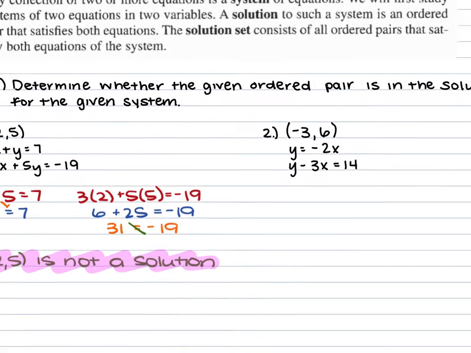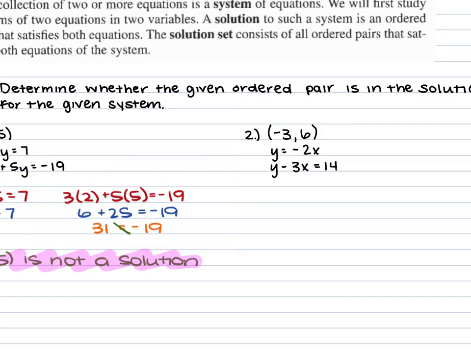For example 2, we're given the ordered pair of (negative 3, 6), and given the system y is equal to negative 2x and y minus 3x is equal to 14. So my x is my negative 3, my y is my 6. I'm going to plug in these values to both of these equations and see if I get true statements. So with the top one, that y is equal to negative 2 times x. We're going to have 6 is equal to negative 2 times negative 3. The negative 2 times negative 3 is 6. 6 is equal to 6, so this one works.